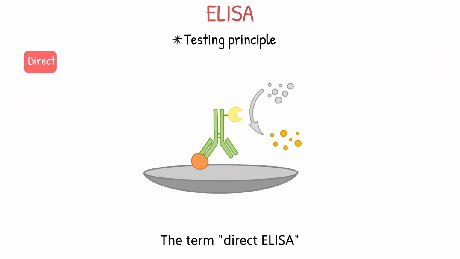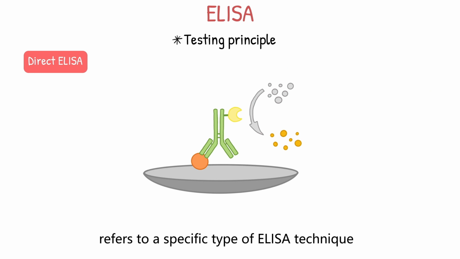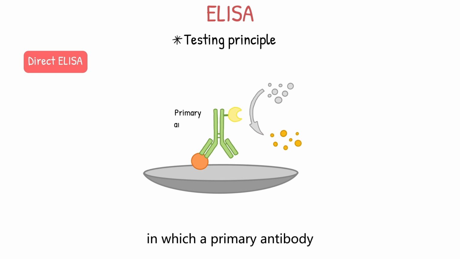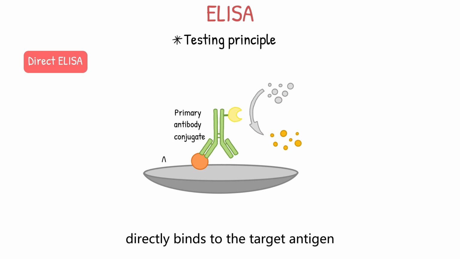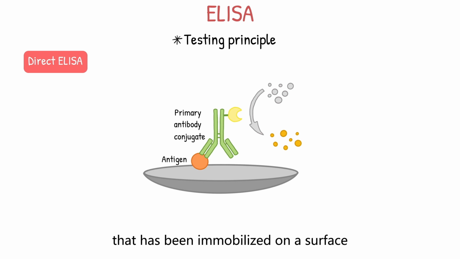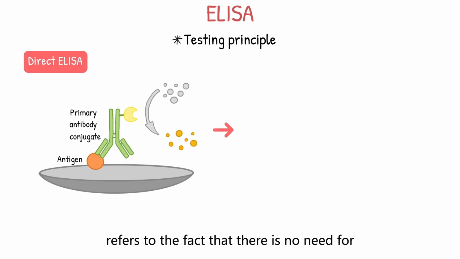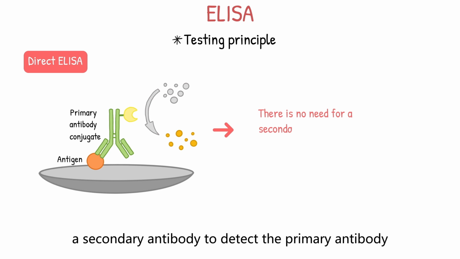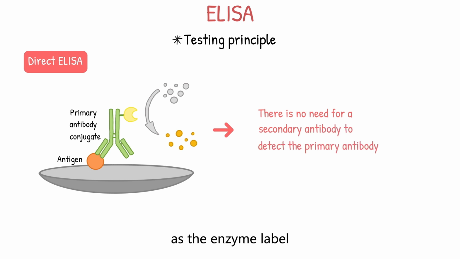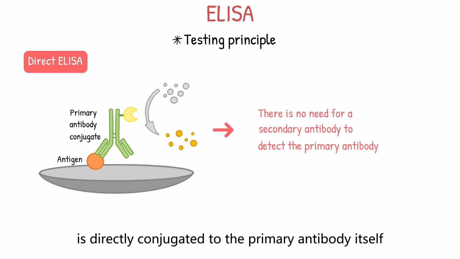The term direct ELISA refers to a specific type of ELISA technique in which a primary antibody labeled with an enzyme directly bonds to the target antigen that has been immobilized on a surface such as a microplate. The term direct refers to the fact that there is no need for a second antibody to detect the primary antibody, as the enzyme label is directly conjugated to the primary antibody itself.